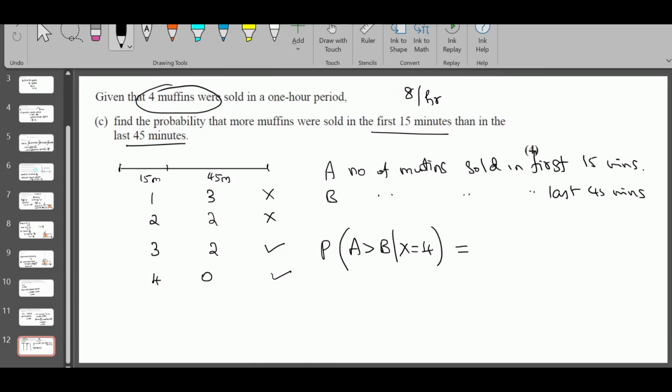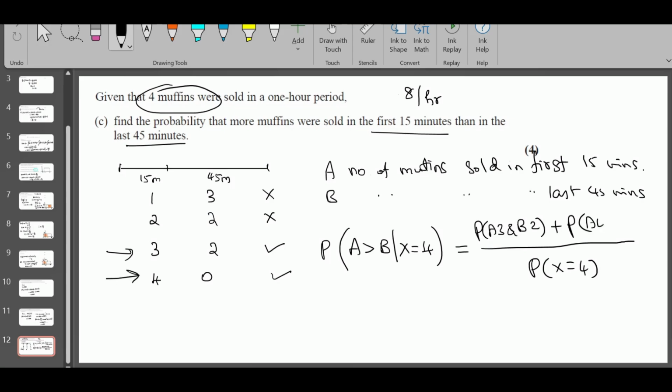So apply the formula for conditional probability. You need to put P of X is equal to 4 in the denominator, and the intersection of these two in the numerator. That means 4 muffins sold, but they sold more muffins in the first 15 minutes period. That means P of A is equal to 3 and B is equal to 1, plus P of A is 4 and B is 0. They want us to find this probability. To find the probabilities for this one 15-minute period, what is the lambda? The lambda is 8.